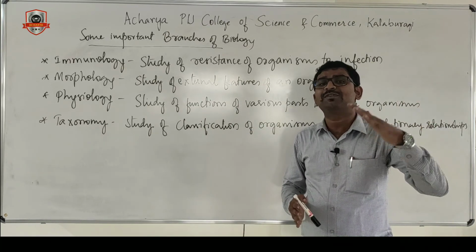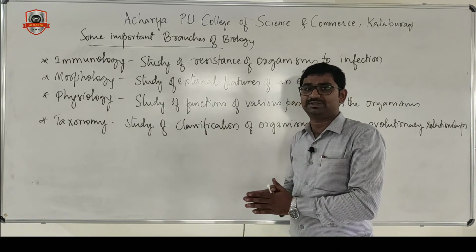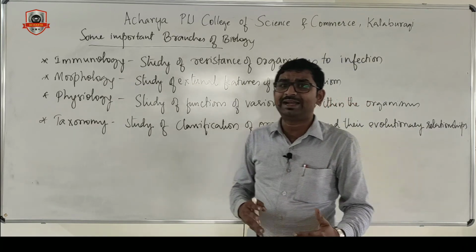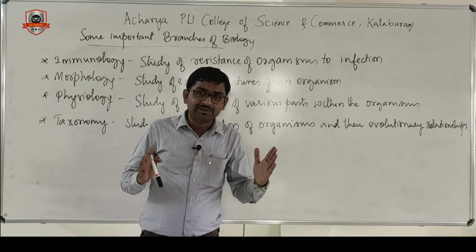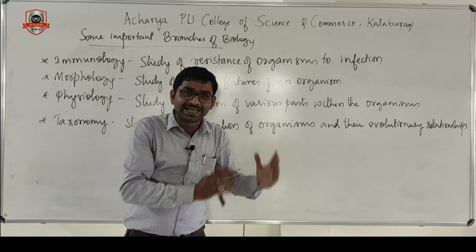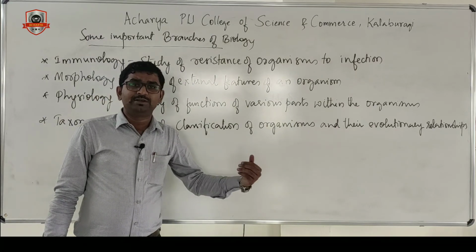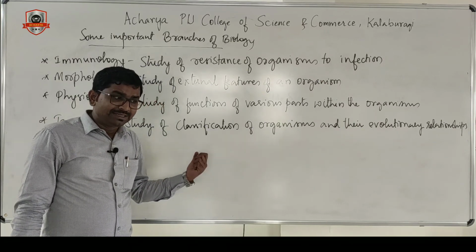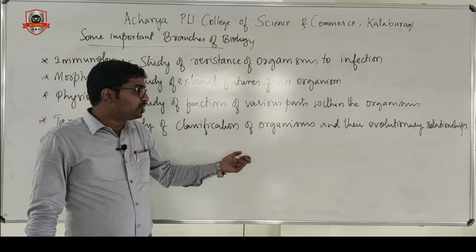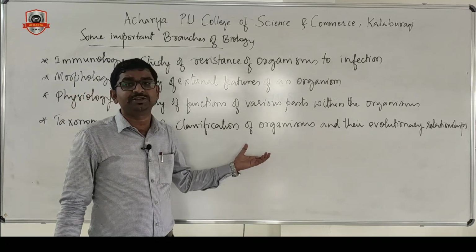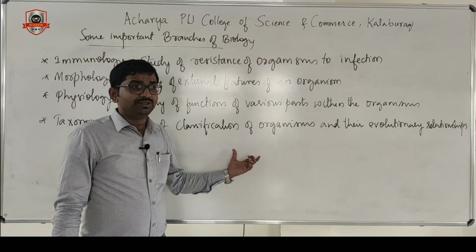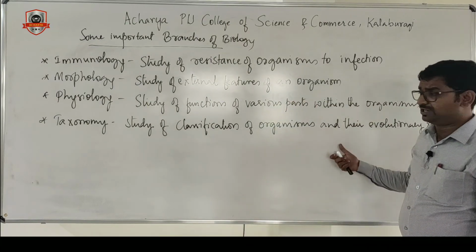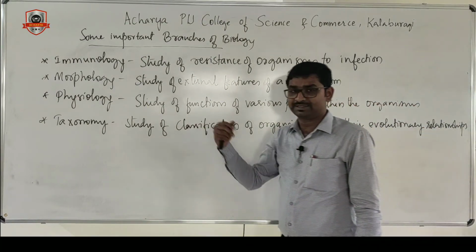The systematic study of classification of organisms and the relationship between them. When do we come to know that these two organisms are similar? When we group them, right? The science that deals with the study of this classification, grouping, and the study of evolutionary relationship, we call it taxonomy.